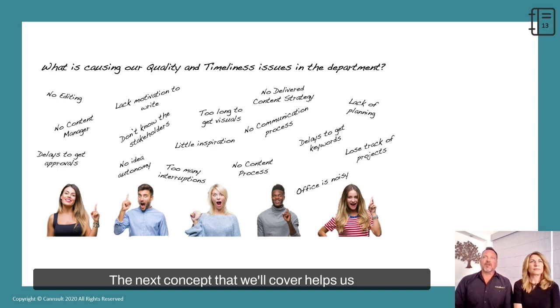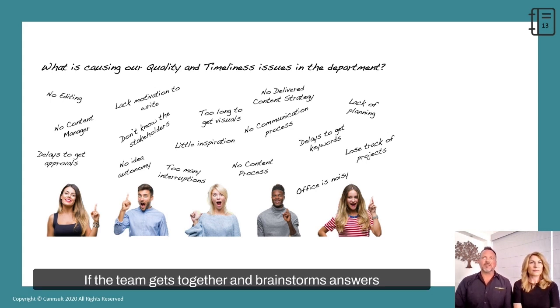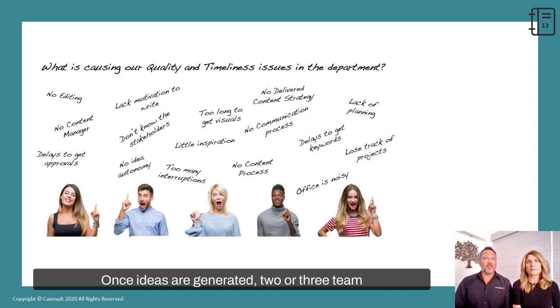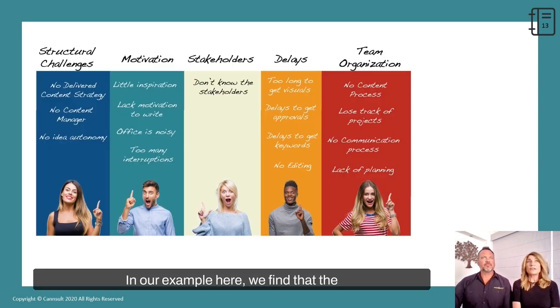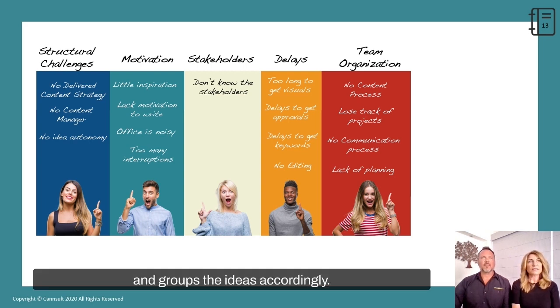The next concept that we'll cover helps us to take a lot of ideas or options and put them into an organized form. If the team gets together and brainstorms answers to the question, what is causing our quality and timeliness issues in the department? We might get a random list of ideas. With an affinity diagram, once the ideas are generated, 2 or 3 team members will silently put those ideas into groupings, kind of letting the data reveal the patterns. In our example here, we find that the ideas generated fit into 5 different categories. The team labels those categories and groups the ideas accordingly.